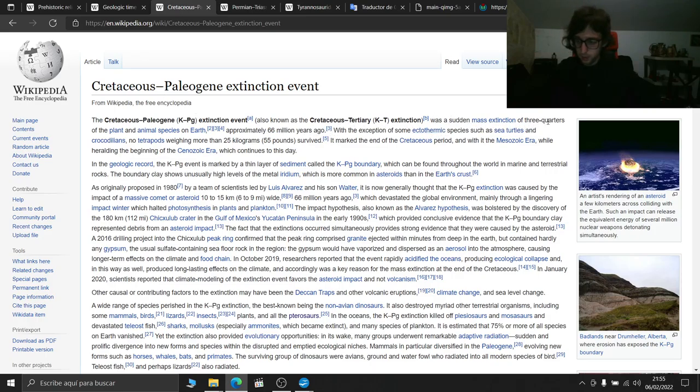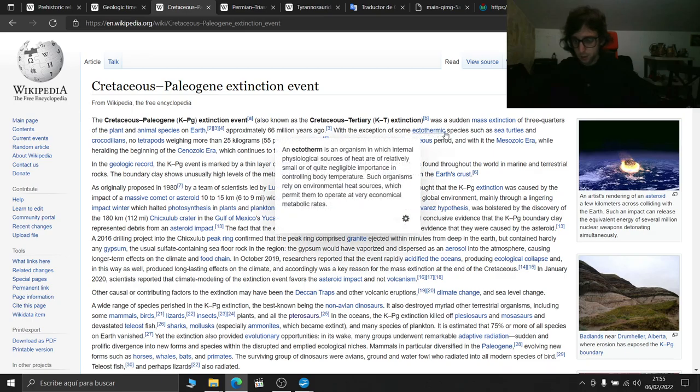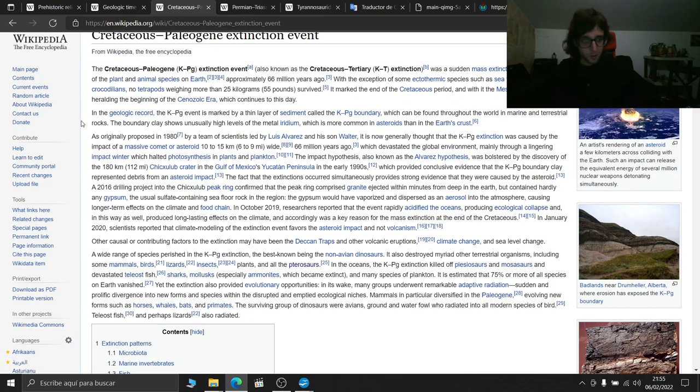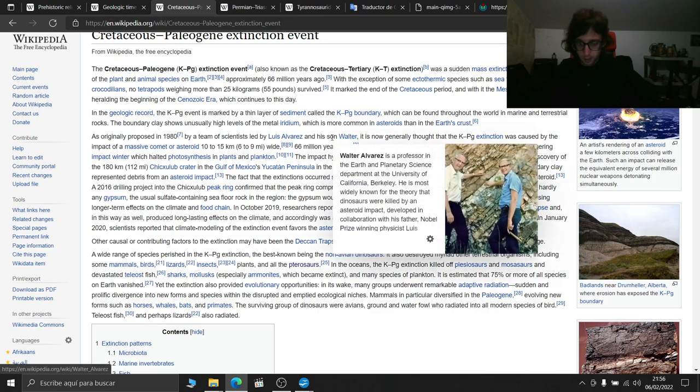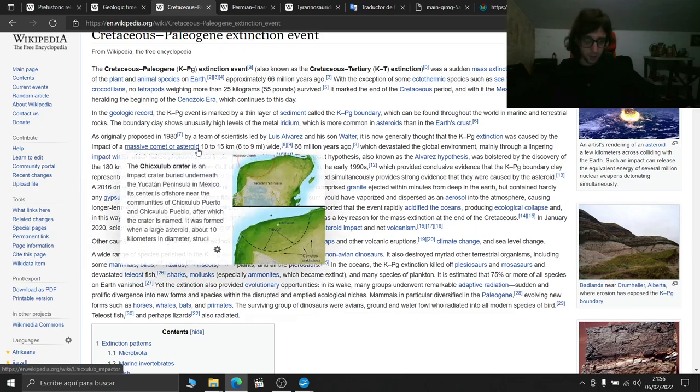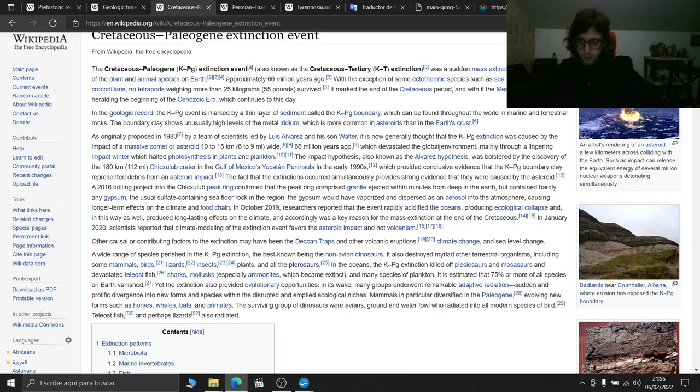It was a sudden mass extinction of three quarters of the plant and animal species of Earth, with the exception of some ectothermic species such as the sea turtles and crocodilians. No tetrapods more than 25 kilograms survived. It marked the end of the Cretaceous period, and with it the Mesozoic era, while heralding the beginning of the Cenozoic era, which continues to this day. As originally proposed by a team of scientists led by Luis Alvarez, it is now generally thought that this extinction was caused by the impact of a massive comet or asteroid, which devastated the global environment.